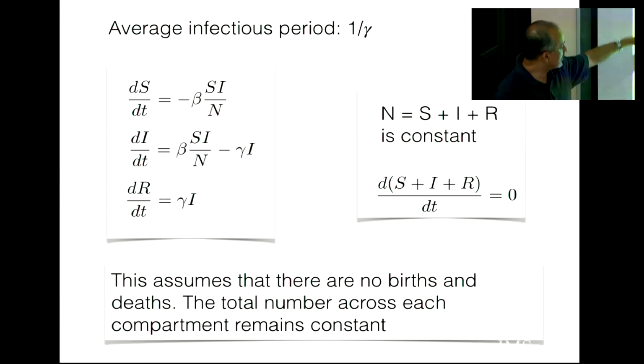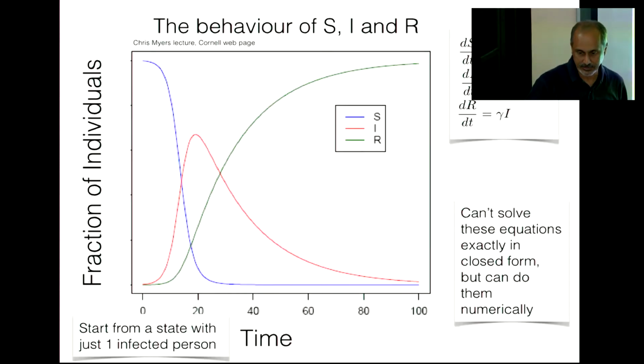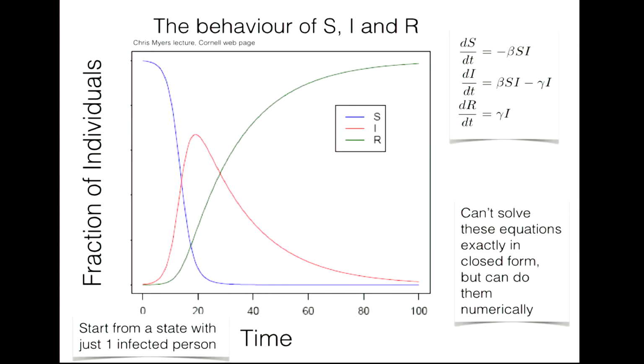As I said, the conservation law requires that if you take d by dt of S plus I plus R, that must equal 0, because the total number, that is dN by dt, does not change, assuming there are no births and deaths, and thus the total number remains constant. Okay. So here is an example, as I pointed out earlier, of how S, I and R behave.